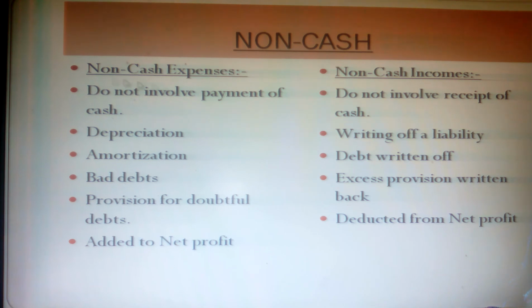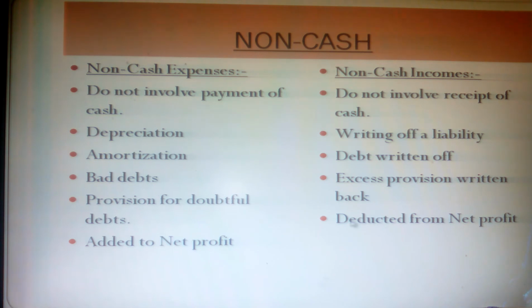Okay. So for all these non-cash expenses, we're going to calculate for operating activities here. We want to add them to net profit. Similarly, for non-cash income, the cash income is not actually a receipt of cash. You only have to show it as income in your profit and loss account.